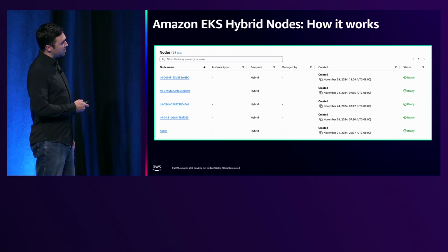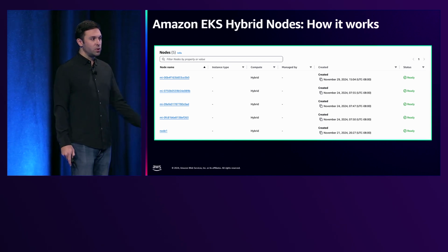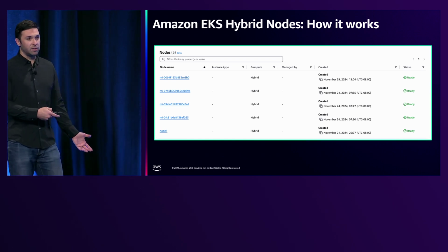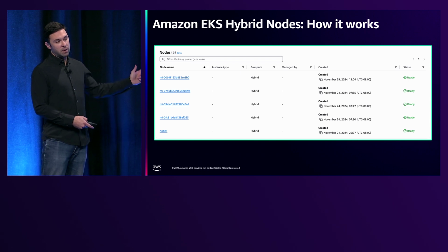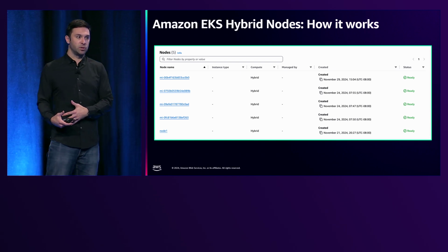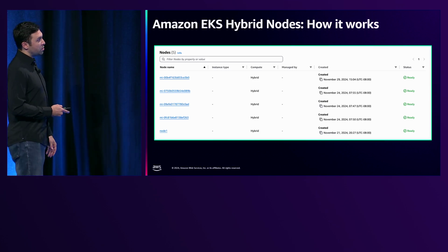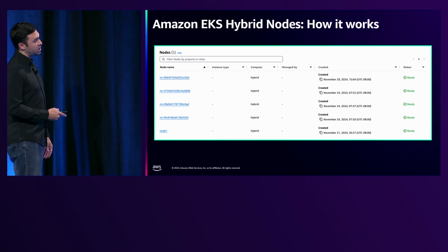But this one at the bottom here is an IAM Roles Anywhere provisioned node. When you use IAM Roles Anywhere, you can configure that node name. That node name does have to correspond with an attribute that's in the certificate that you're using to exchange for those temporary IAM credentials. One new thing that we added was this compute type column to the console.